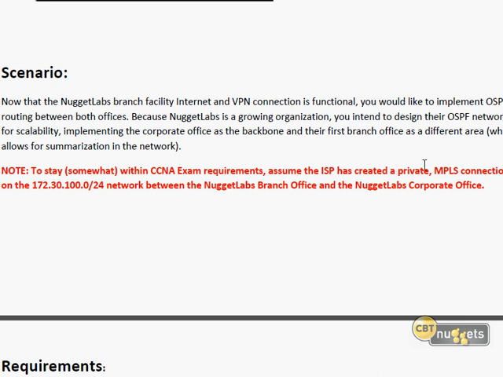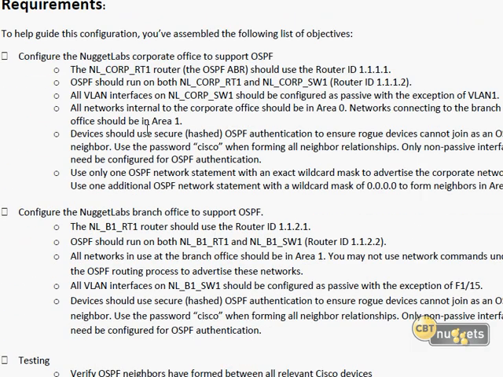So we've got the requirements. I said to help guide it, we've got this. It says, number one, let's read this. Configure the Nugget Labs corporate office to support OSPF. So we've got the corporate router, OSPF. This is going to be the OSPF ABR. It should use the router ID 1.1.1.1.